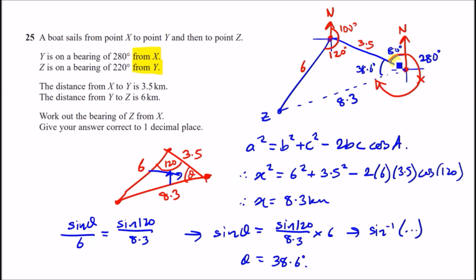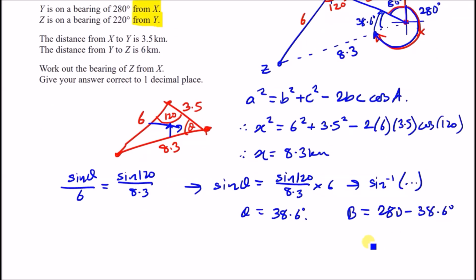And just remember, what were we trying to find a bearing from? Okay, work out the bearing of z from x. So we're from x, which is here, with this line here, so we're going to go like that. Since we know all the way around up to here is 280, we can work out that this angle here must just be 280 take away 38.6. So therefore the bearing is going to be the difference between 280 and 38.6. And this, my friends, should give us 241.4 degrees. And that's it guys, we're done, yeah? Give it to one decimal place and you're good.